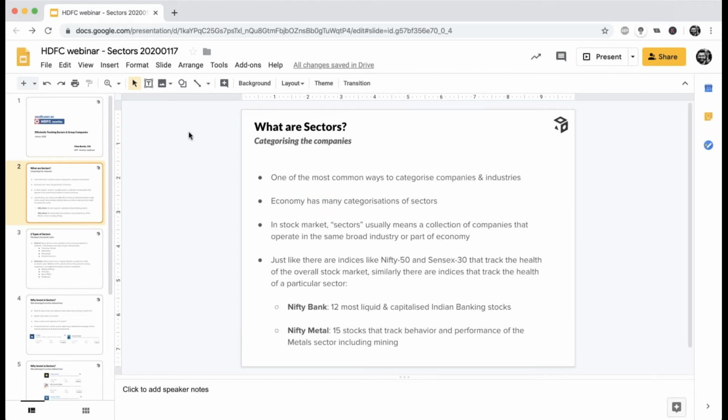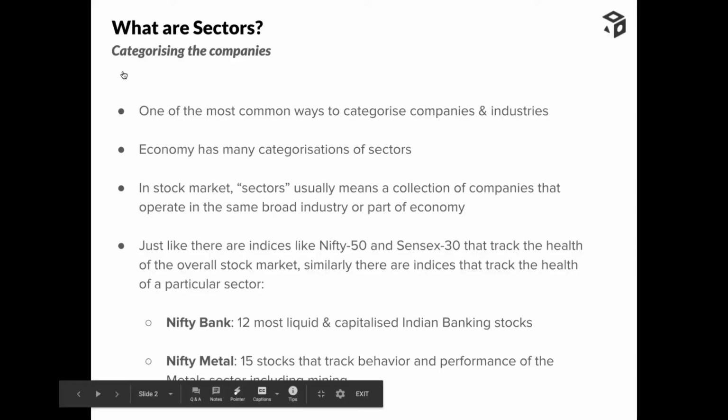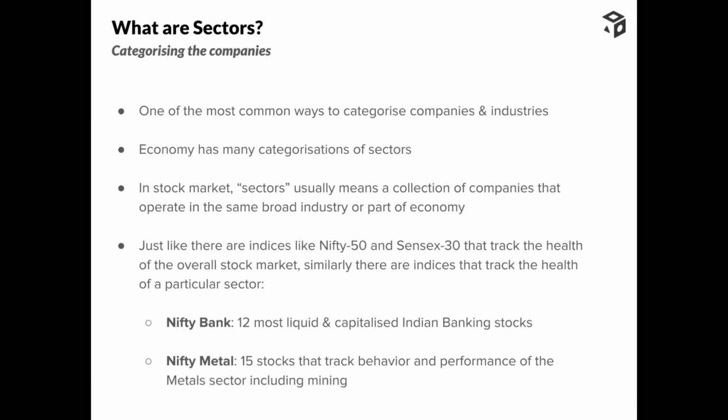Before we start, let me quickly get into full screen mode. All right. Before we get into details of how you can invest in these different sectors, let's quickly understand what sectors are. Simply speaking, it's one of the most common ways to categorize the various companies and industries that we see in the economy.